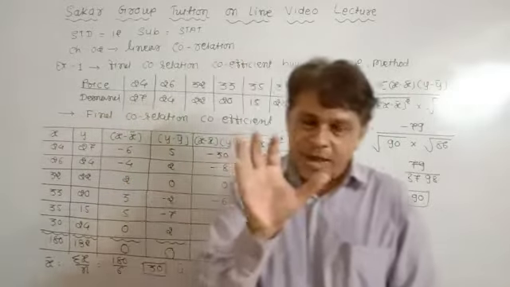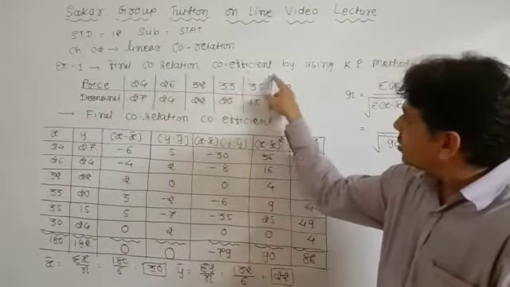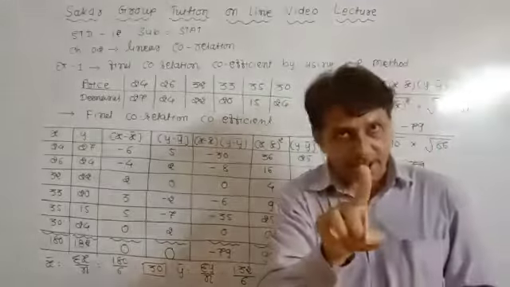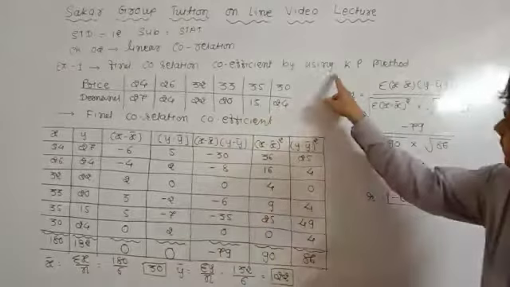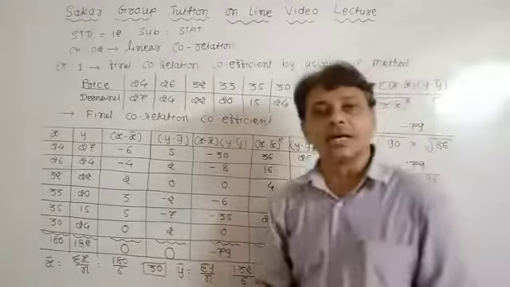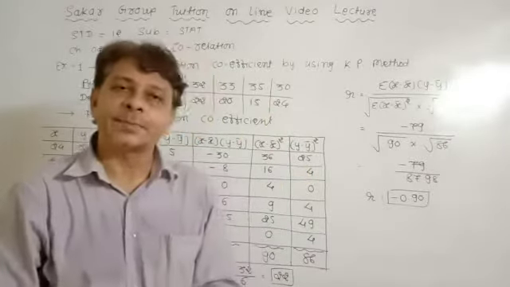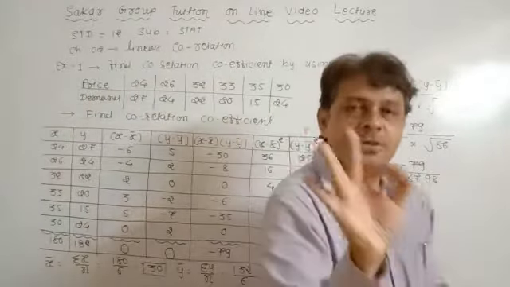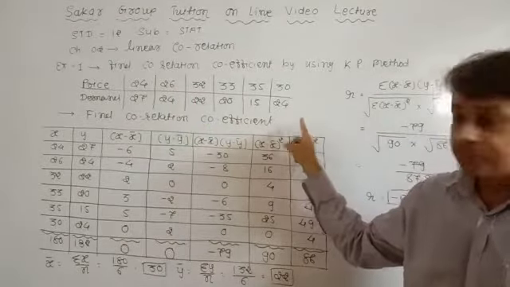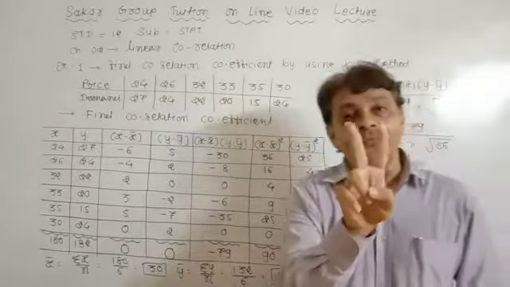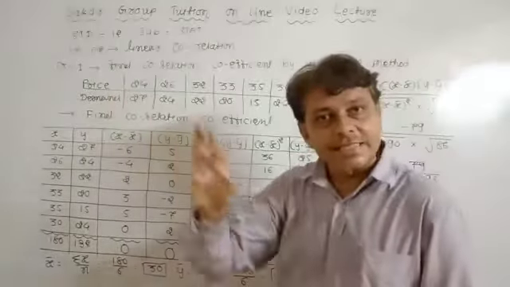Look here. Whenever you see a question given this way, find correlation coefficient, that is called the symbol r. Okay, I repeat: find coefficient of correlation by using KP method. This KP method means you have to use the Karl Pearson method. Second thing is that whenever you find r by using any method, the data is always given in horizontal form. You can see two different types of data in this question. First is price, second is demand.